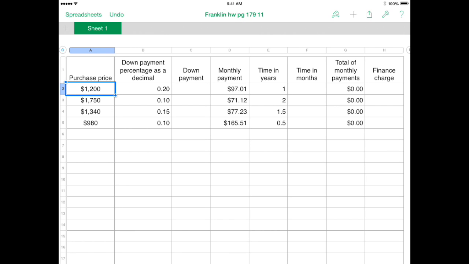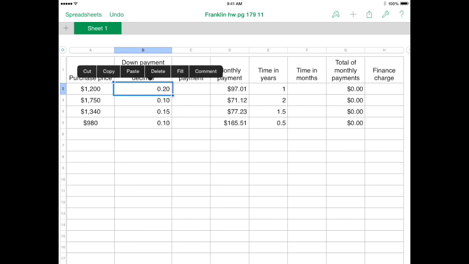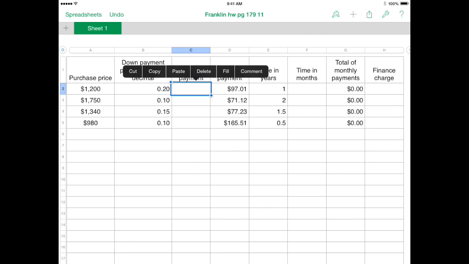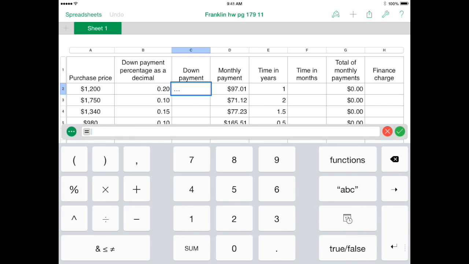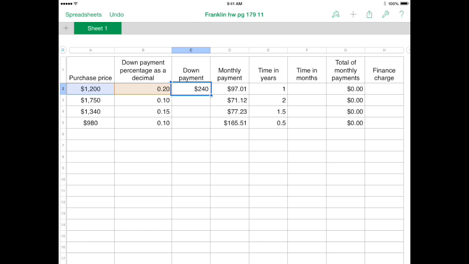We already have some information in here, like the purchase price and the down payment percentage already expressed as a decimal, so we don't need to convert it. In order to find out what the down payment is, all we have to do is multiply those two quantities together, $1,200 times 20%. And we're not just going to type in 1,200 times 20, we're going to use a formula. By pressing the equal sign next to the flashing cursor, we're going to put in cell A2 times cell B2 and hit the green check mark. And lo and behold, it tells us that the down payment amount is $240.